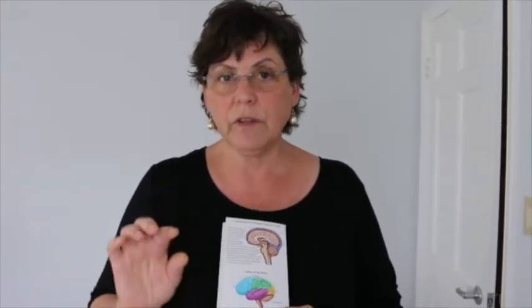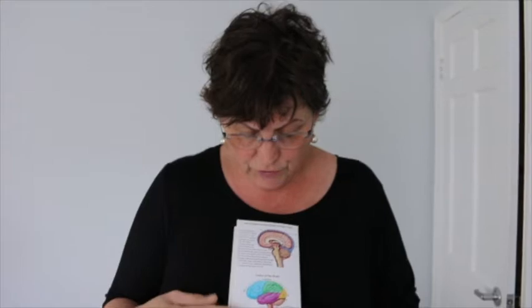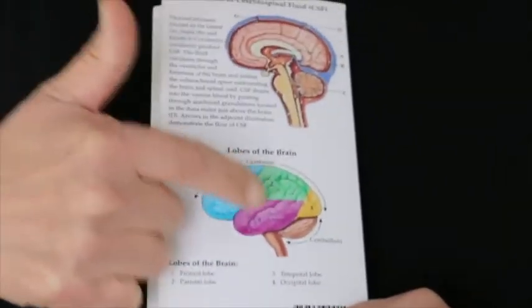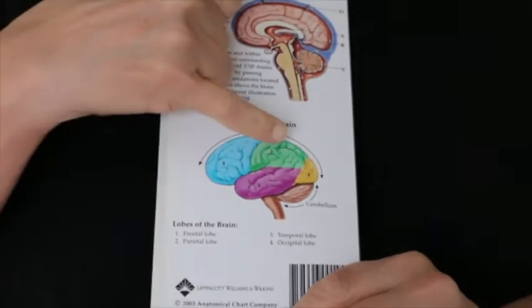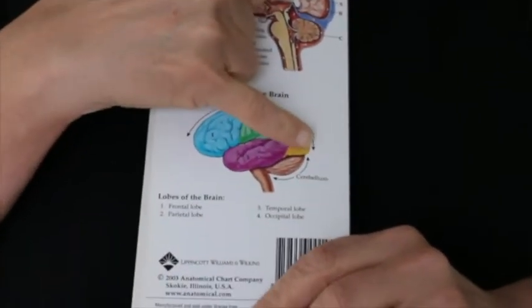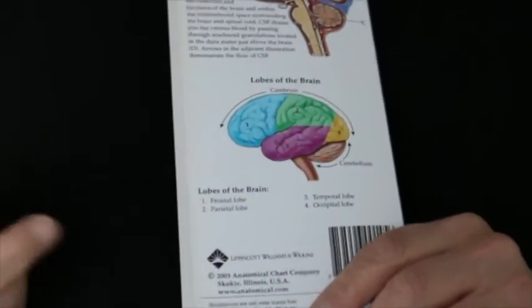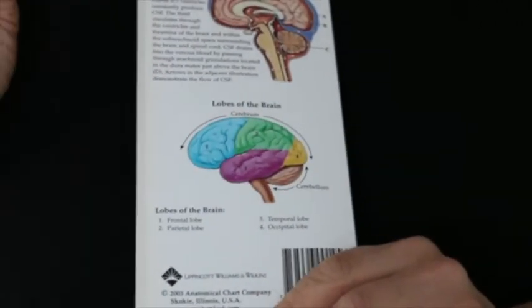Let's talk a little bit about concussions, just a little piece about concussions. So here's a great little picture that I have of the brain, and these are the different lobes. You can see the frontal lobe, the parietal lobe, the occipital lobe, and the temporal lobe. There's just the different lobes. Too bad they're not color-coded in the brain, just here on my little sheet.